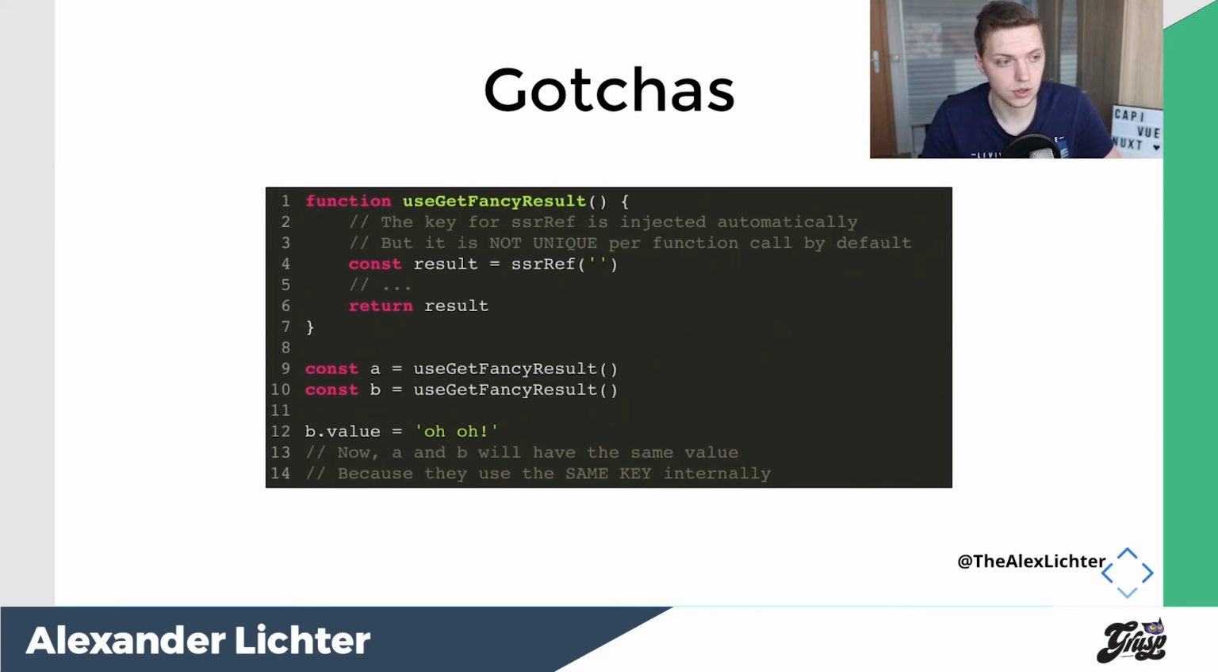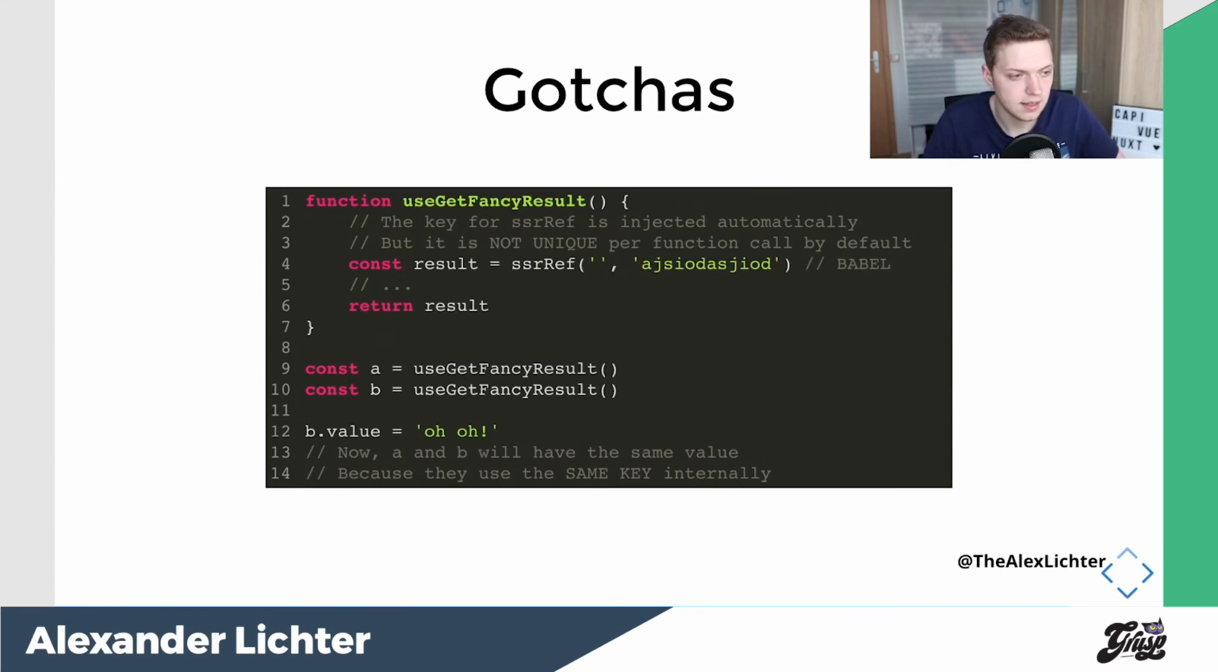So let's take a look how this would look like. Let's say we have a function called useGetFancyResult, and we don't pass in any key to the SSRF. So we set result equals SSRF empty string, and at some point we return the result. Okay, cool. Now, globally, we use them in several other places, say const A equals useGetFancyResult and const B. And now we set the value of B to 00. Then, because there is no key passed in, A will also have the same value of 00. Not good. And why? Because they use the same key internally.